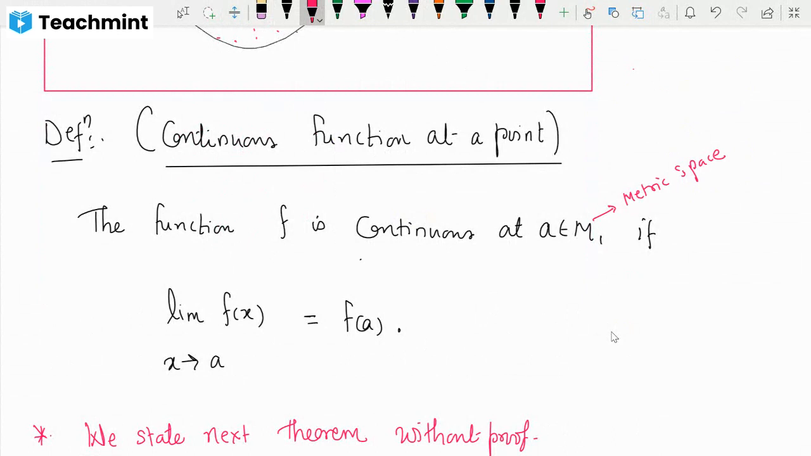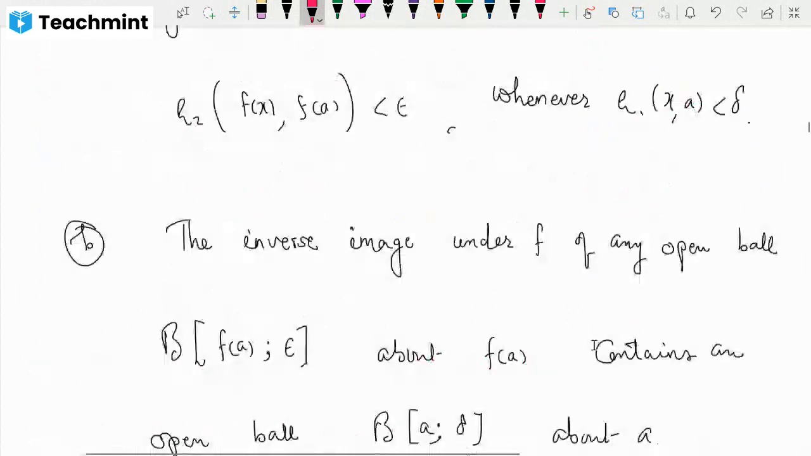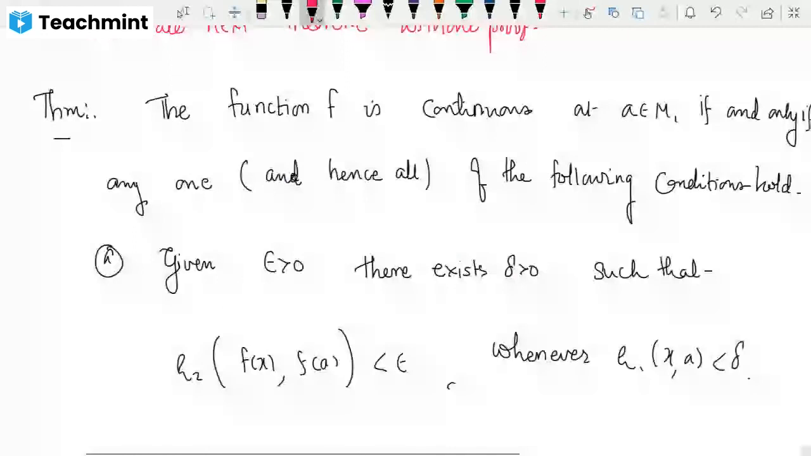So we are defining continuous function at a point in matrix space. Small a is any point of capital M1, meaning M1 is a matrix space. If the limit of f(x) as x tends to a is equal to f(a), then we call f continuous at a. So this is the definition of continuous function. Next theorem gives us three alternate definitions for continuity at a point. Again, we will state this theorem without proof, because the proof is out of our syllabus.